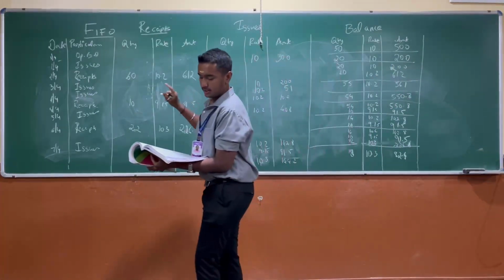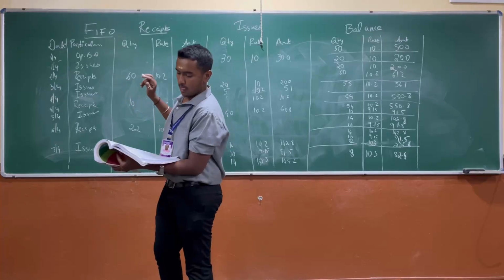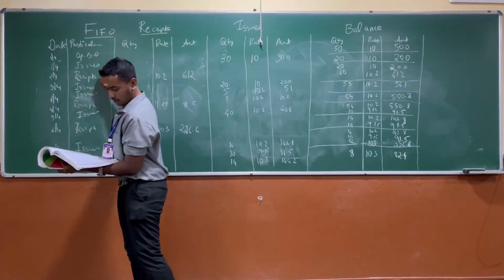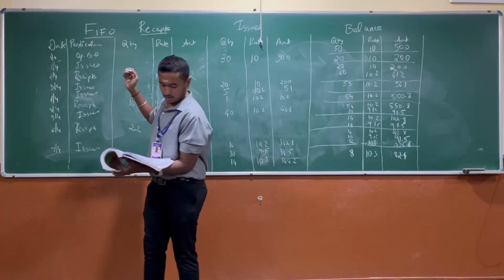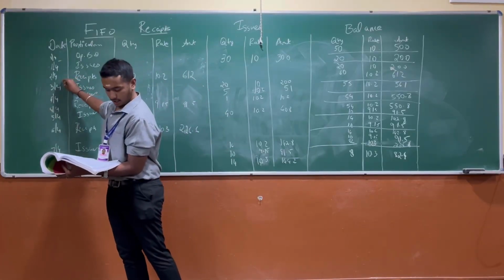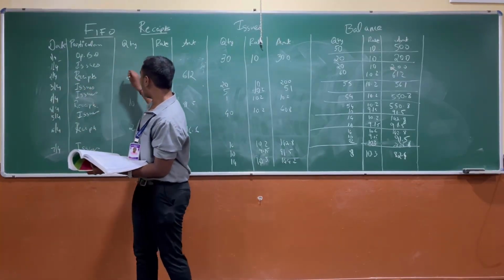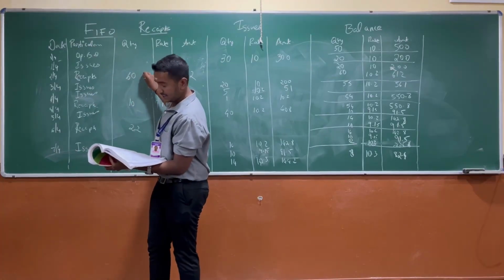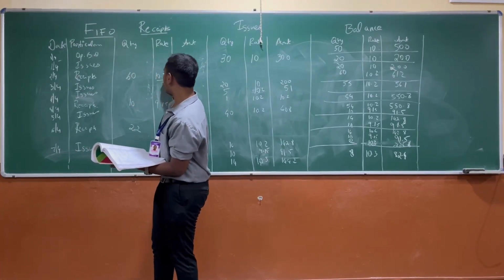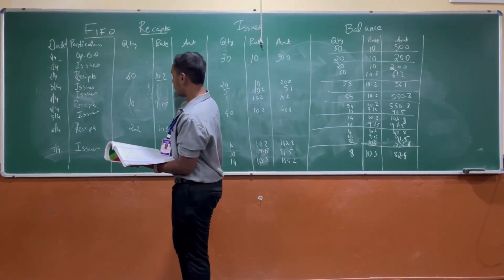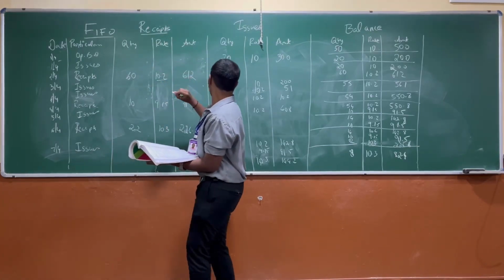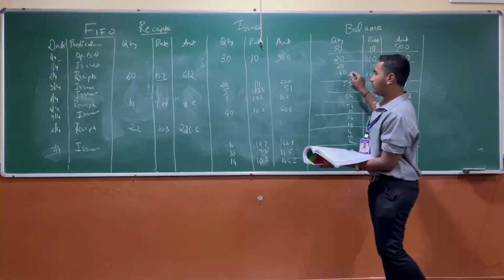2nd of April, receive 60 tons. So receipts, there's a new receipt which is coming into the factory as on 2nd of April. You're receiving 60 tons. There's a new price here that is 10.2, which is the latest price. So 60 into 10.2, you will get 612. This is FIFO, so it gets added.